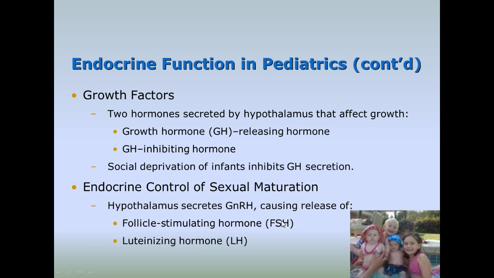Next one, growth factors. We should have normal growth hormone, and we should have normal growth hormone inhibiting hormone. So we want to make sure that they're growing at a normal rate. Sexual maturation also becomes important. We want to have normal amounts of gonadotropin releasing hormone, which causes the release of FSH and LH as they get a little older.